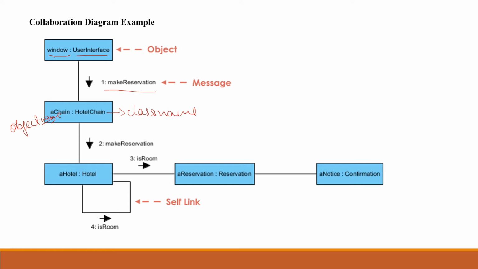The next message we are doing is make reservation in the hotel. After that it will check if it has a room, and if it is reserved then we will get the confirmation message. Okay, so this is majorly a small example of a collaboration diagram where we are using a simple message and a self link as well. We will understand more about what a self link is in the next slides.